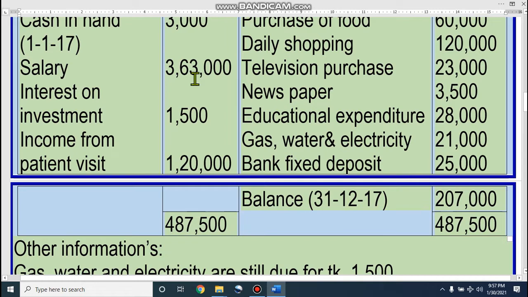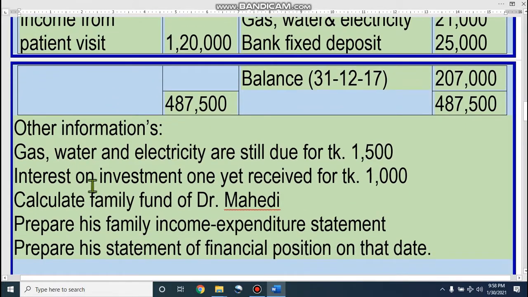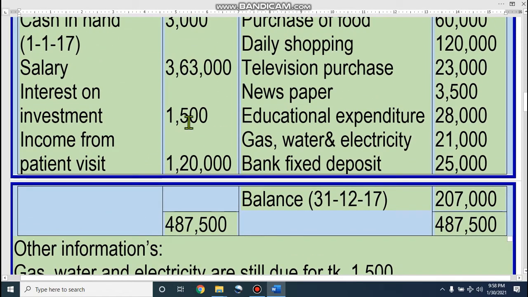Salary is her current year income, 3,63,000. Interest on investment is also income, and we have an adjustment with this: interest on investment for one year not yet received, 1,000. Then income from fashion business is 1,20,000. So these are the income.